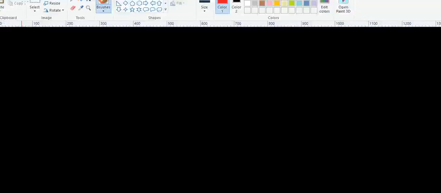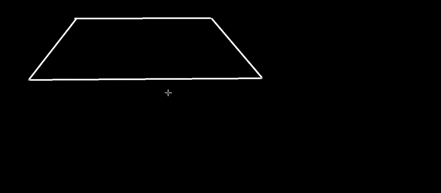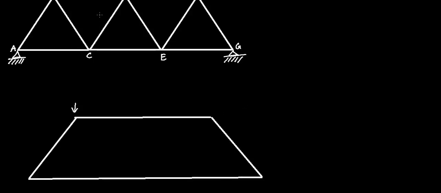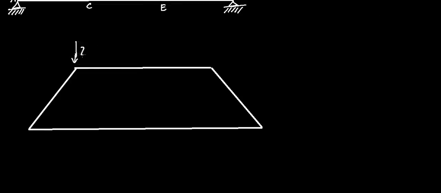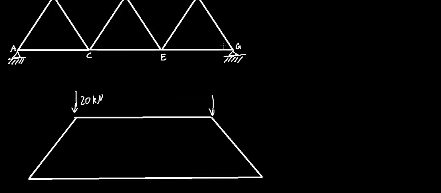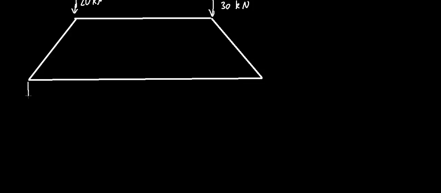The first step that we usually do is a free body diagram. That's just looking at the overall body of the whole thing and what external forces are being applied on it. We have the force up here, which is 20 kilonewtons, and another force here, which is 30 kilonewtons.